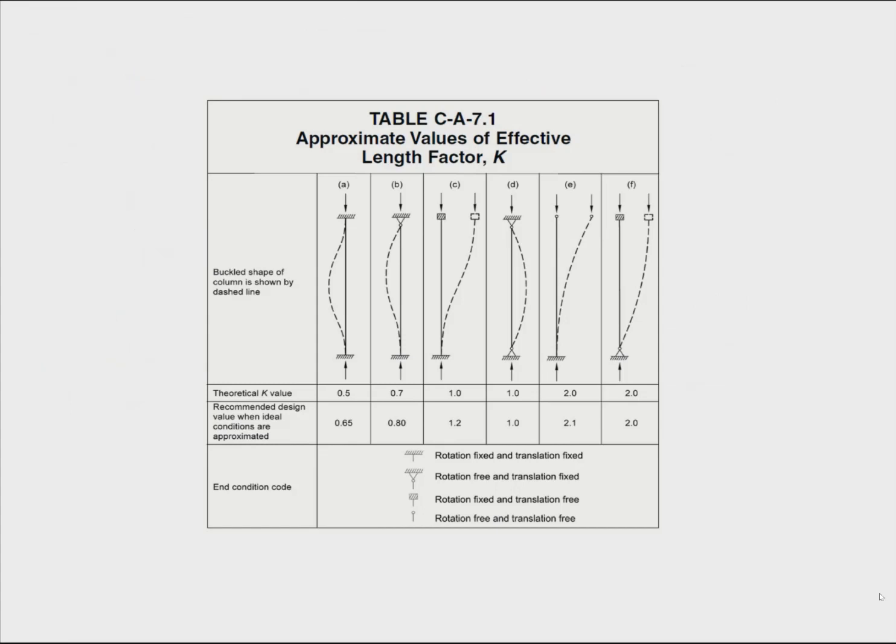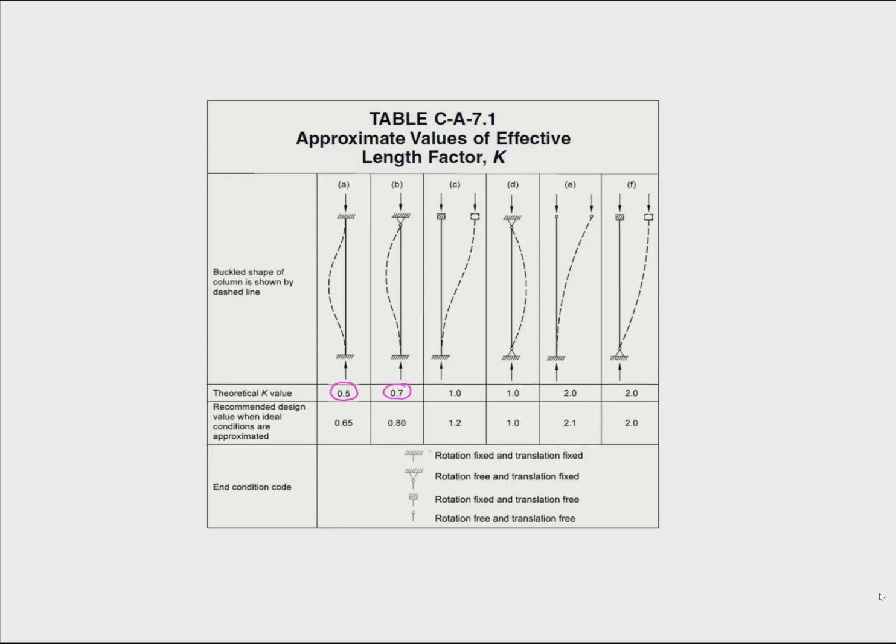In fact, the AISC specifications has a chart that indicates exactly this. We see that for a fixed column, the effective length factor k is 0.5. For a fixed pin, it's 0.7, and so on, just as we deduced by looking at what part of it corresponds to distance between points of zero moment.